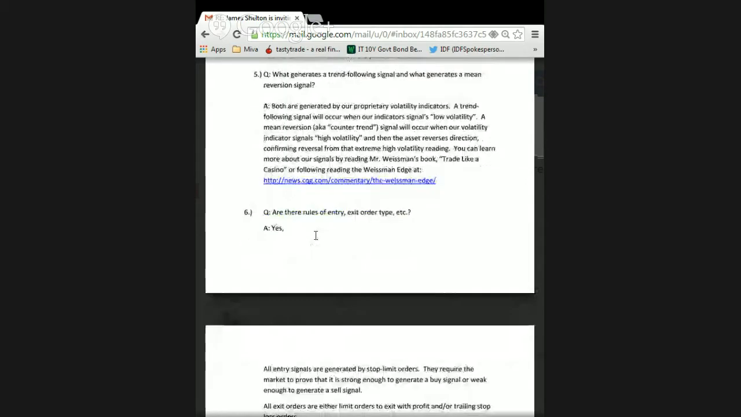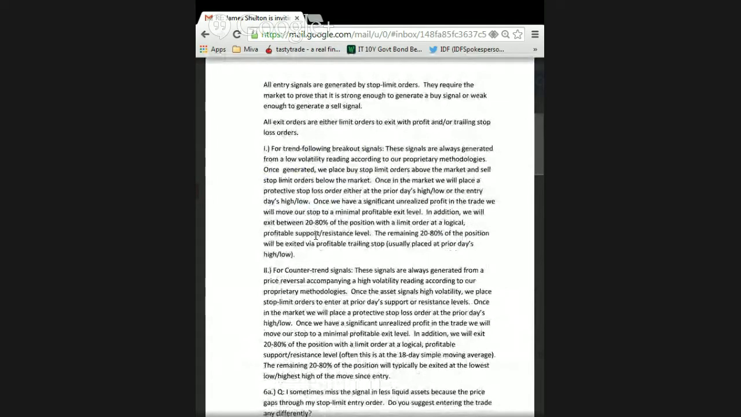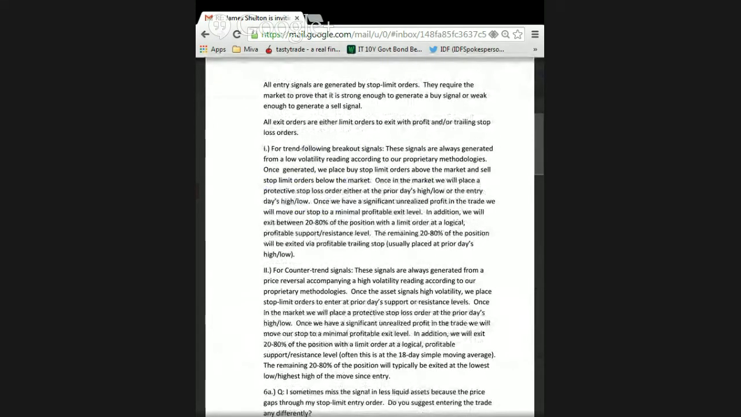Yes. All entry signals are generated by stop limit orders. So they require the market to prove that it is strong enough to generate a buy signal or weak enough to generate a sell signal. And all exit orders are either exiting with profits based upon a limit order or a trailing stop loss order.